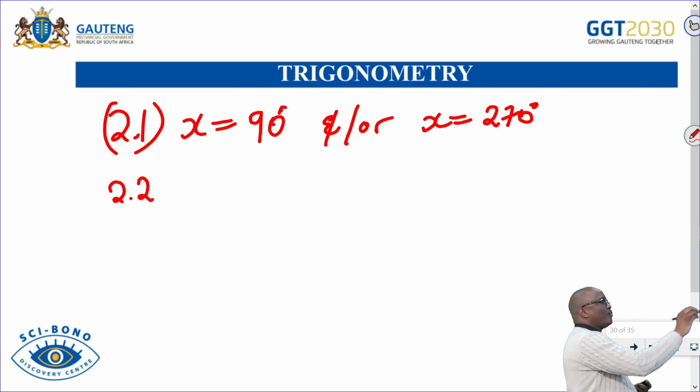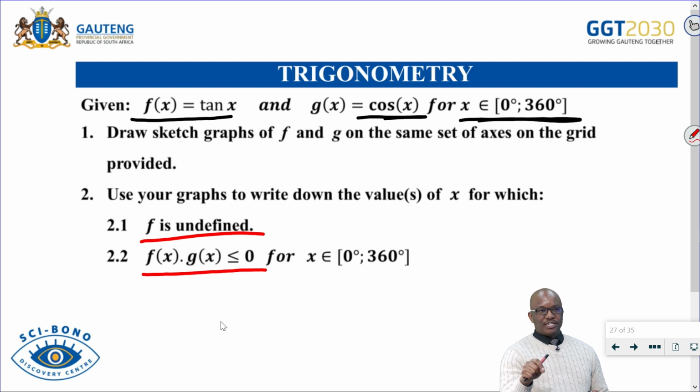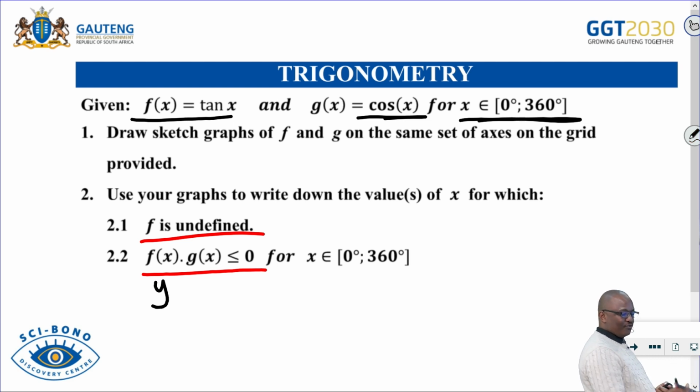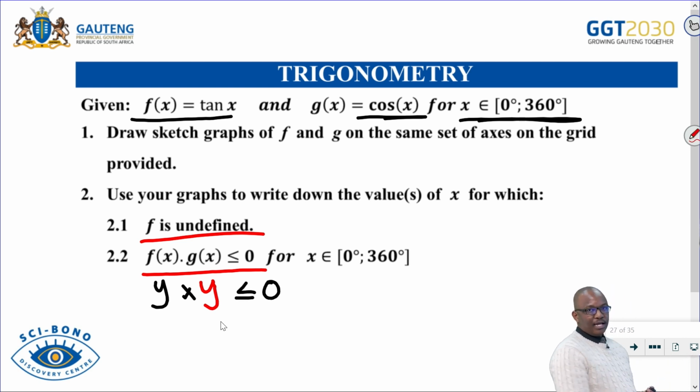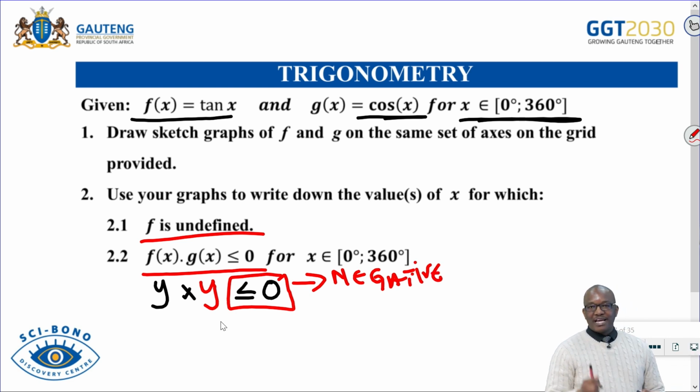So now, 2.2, they are saying determine the values of x for which f of x multiplied by g of x is less than or equal to 0, for x an element of 0 to 360. With this type of question, the minute they are talking about f of x and g of x, you know that they are representing the y value of f multiplied by the y value of g. When you multiply them, you must get less than or equal to 0. The minute you're saying less than or equal to 0, automatically you are saying the value must be negative. Values that are less than 0 are negative.